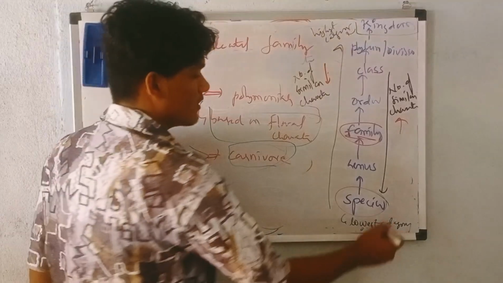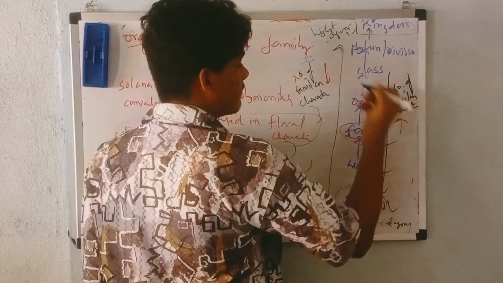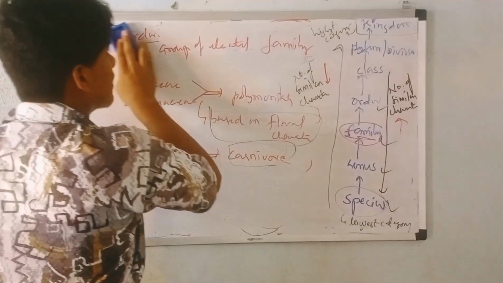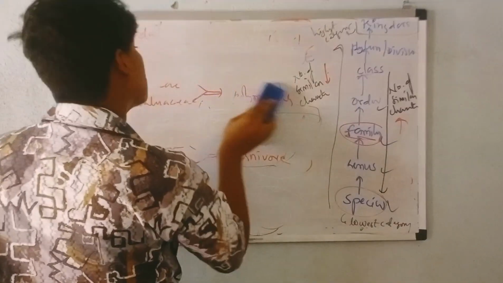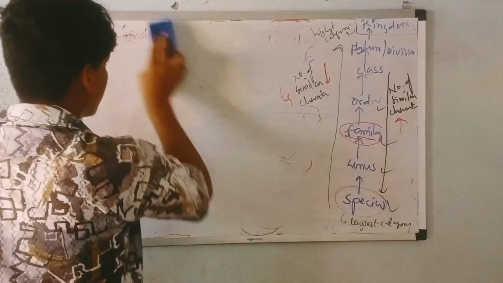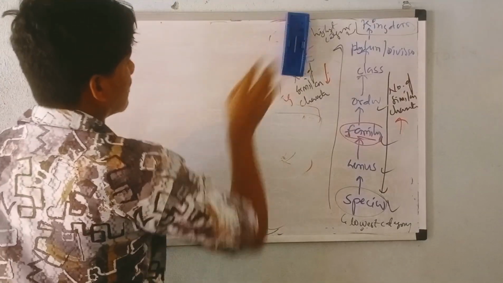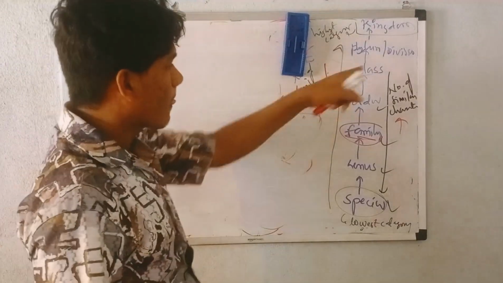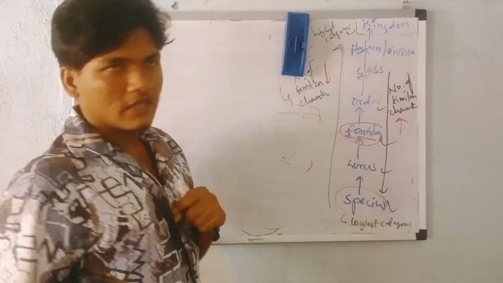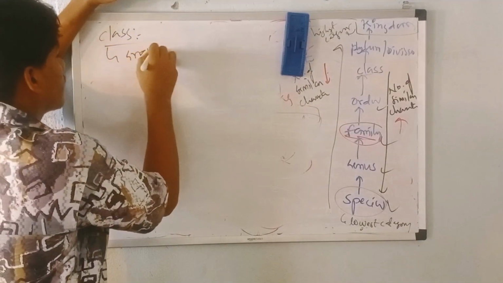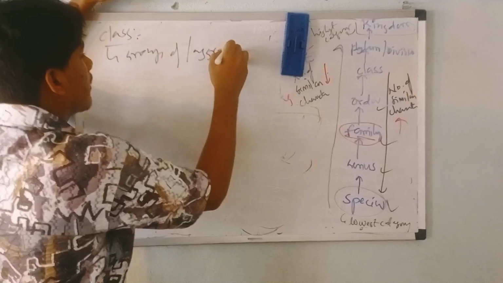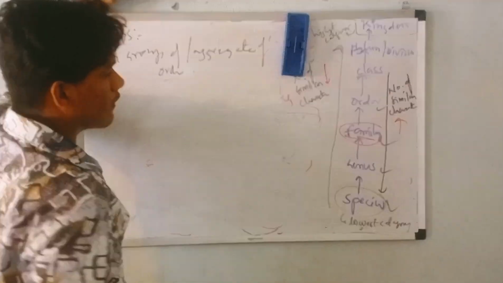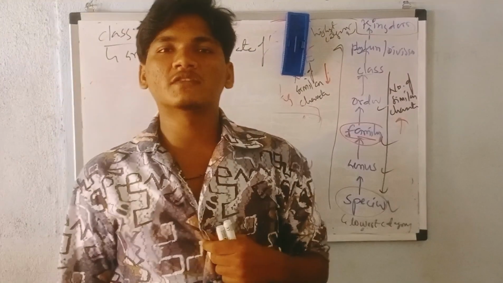We have completed species, genus, family, and order. Now we go with the class. Class here is not about 10th class, 9th class, 11th class, or 12th class. This class is different from that class. I hope you understood. We talk about class after order. Class is nothing but a group or aggregate of orders.